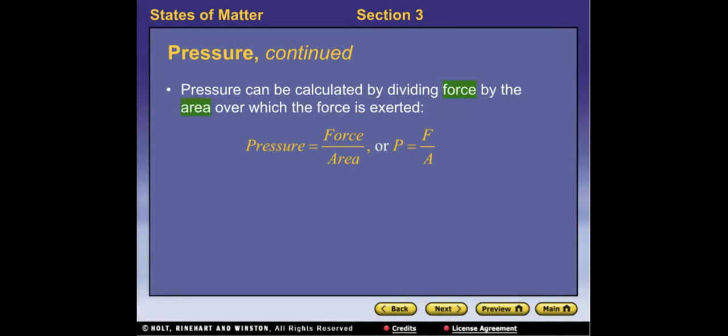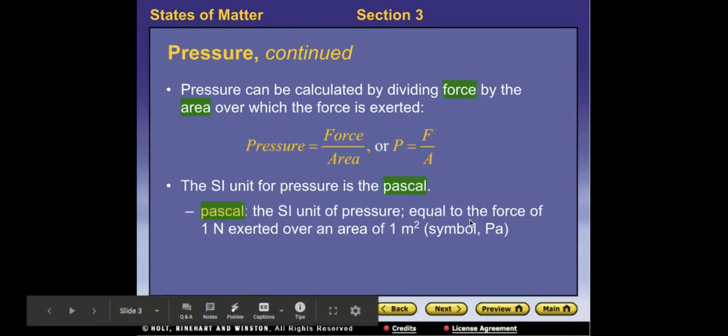So pressure can be calculated by dividing force by the area over which the force is exerted. So the formula for pressure is P equals F over A. The SI unit for pressure is the Pascal, and a Pascal is equal to the force of 1 Newton exerted over 1 square meter. And the symbol is capital P lowercase a.